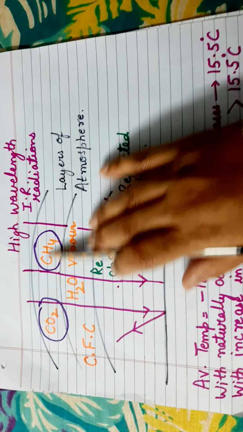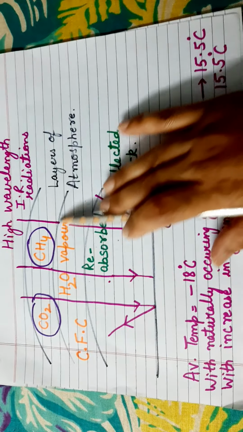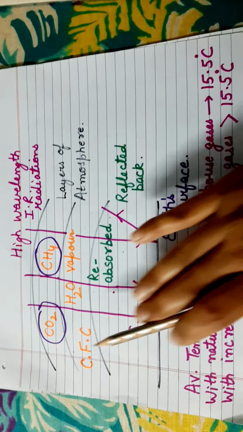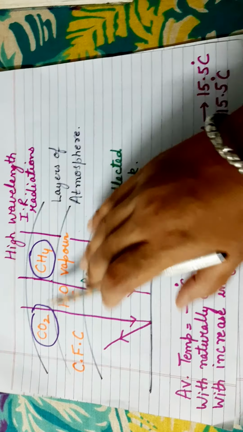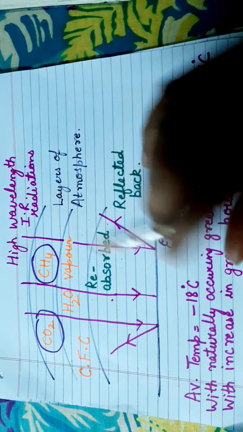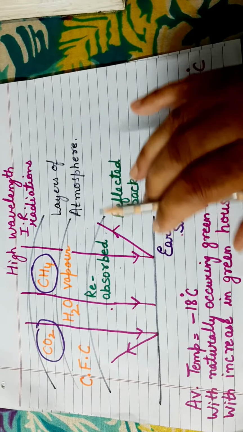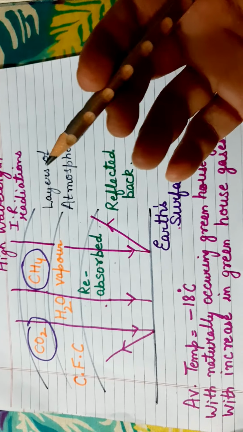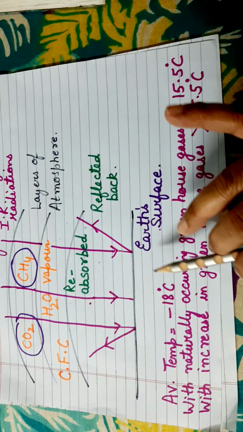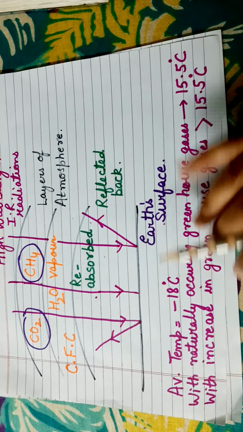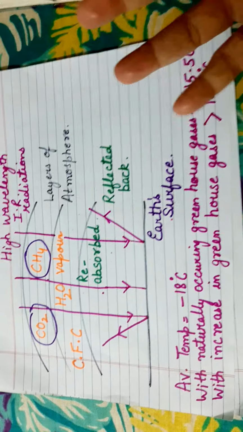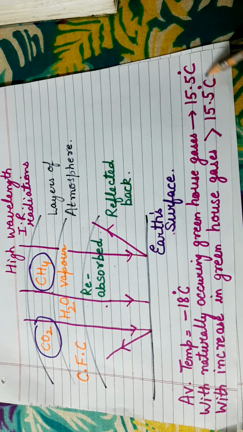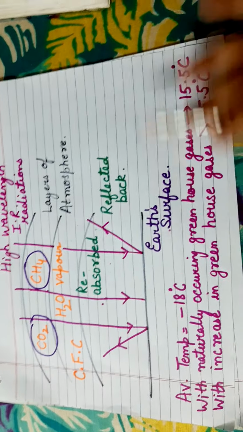So these gases form an envelope around the atmosphere, and they stop the infrared radiations which are getting reflected back towards the atmosphere. When these infrared radiations are blocked, that leads to reabsorption. Normally, when the greenhouse gases are under control, that is, they occur naturally in the atmosphere, the average temperature of the earth is around 15.5 degrees Celsius. This is an overall average.